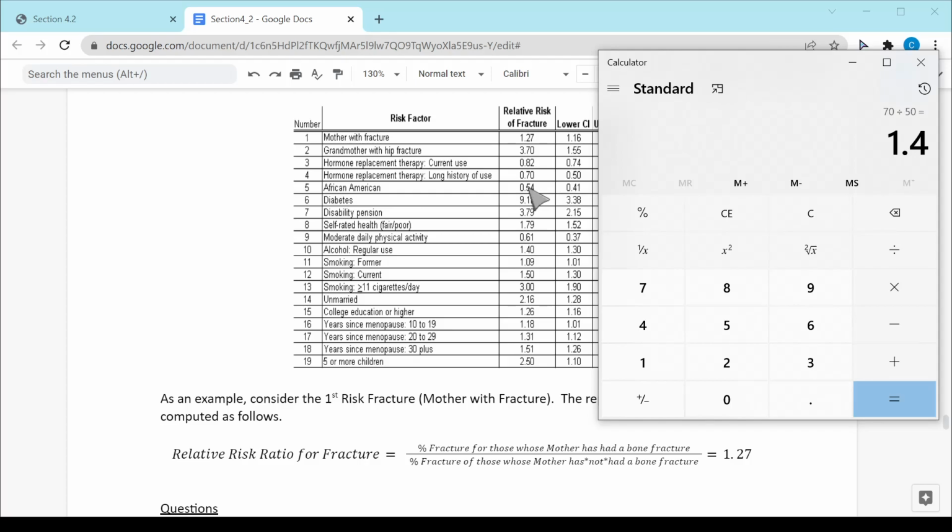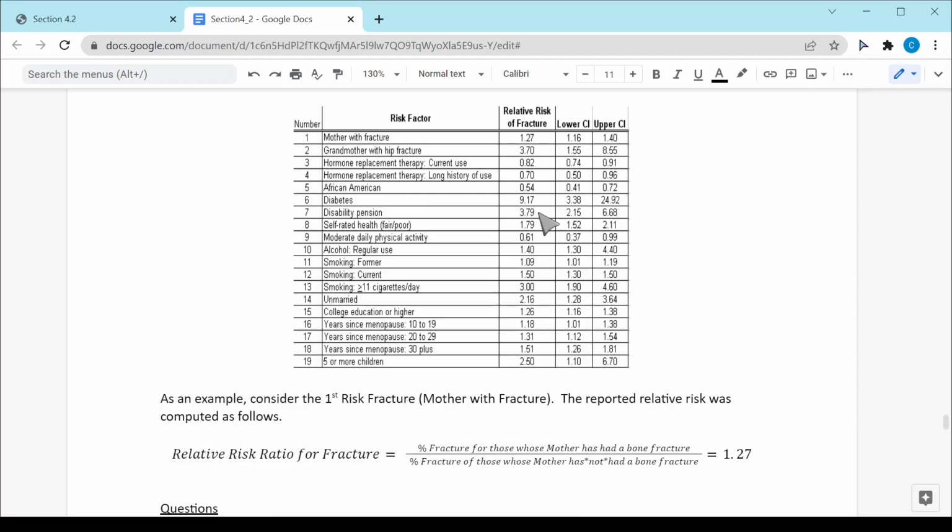So let's take, instead of using 0.54, let's take 1 divided by 0.54, and I'm going to get about 1.85 or 1.9. So if a woman is not African American, their risk of postmenopausal osteoporosis goes up by 1.9 times compared to African American women.